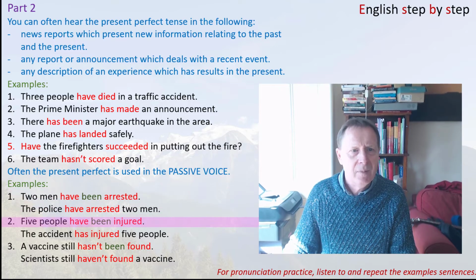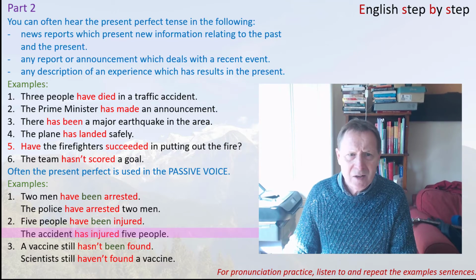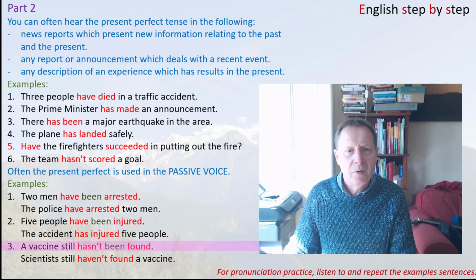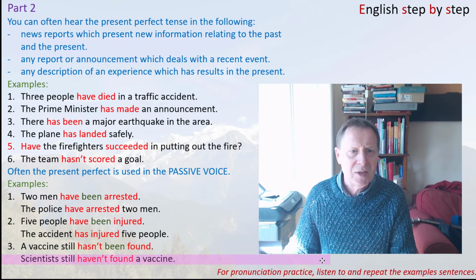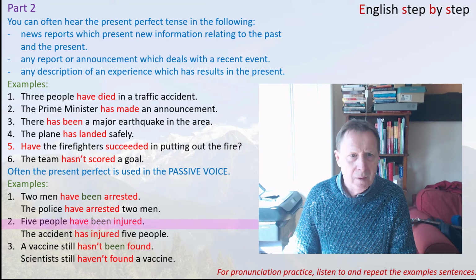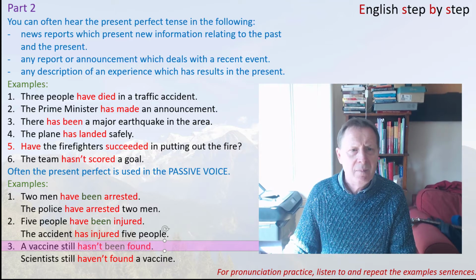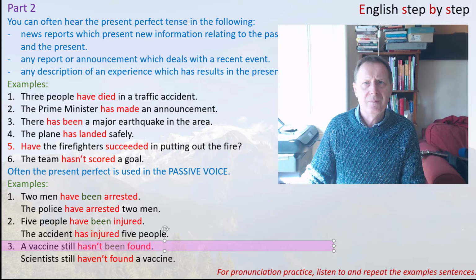Example 2 is the same. 5 people have been injured. The accident has injured 5 people. Number 3 is similar. A vaccine still hasn't been found. Scientists still haven't found a vaccine. So, the passive voice is typical when you hear a report about something that has been done in the past.